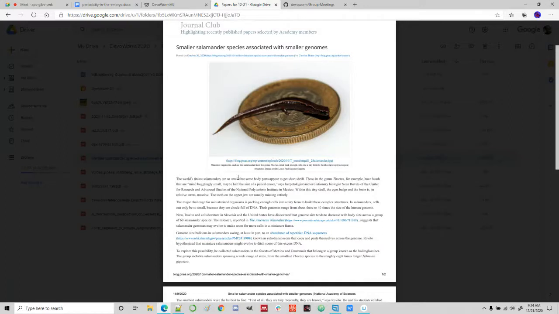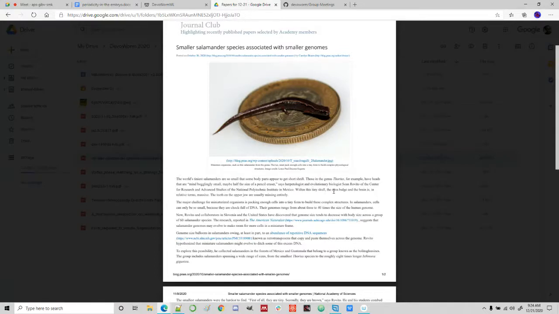The world's tiniest salamanders are so small that some body parts appear to get the short shrift. Those in the genus Thorius, for example, have heads that are mind-bogglingly small, maybe half the size of a pencil eraser. So that's actually pretty small. And you think about the brains that they have, a vertebrate nervous system. So how do they fit this into such a small body?